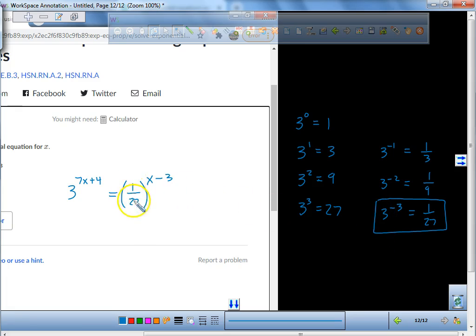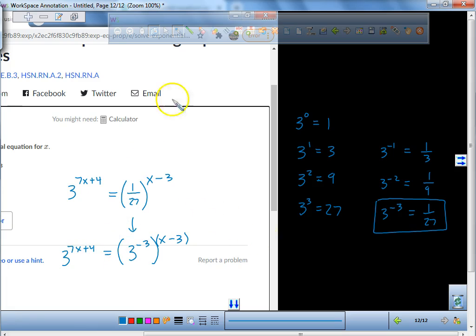But right here, see that 1/27? What is that equivalent to? 3 to the power of? So change it. 3 to the power of negative 3. Now what's already sitting out there? An x minus 3. So if you would please, put a little parentheses around that. Little parentheses, they matter.